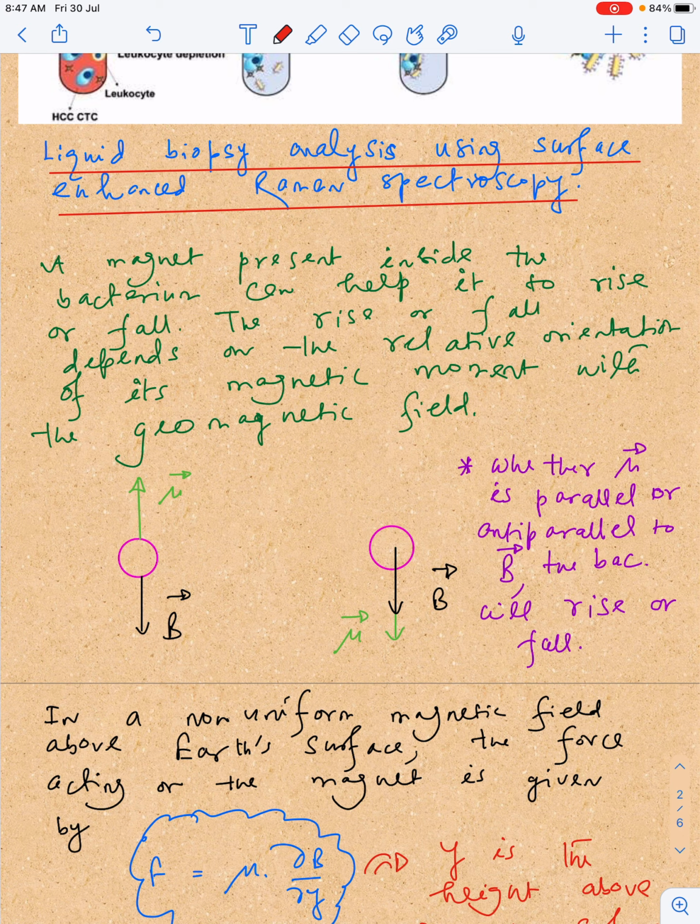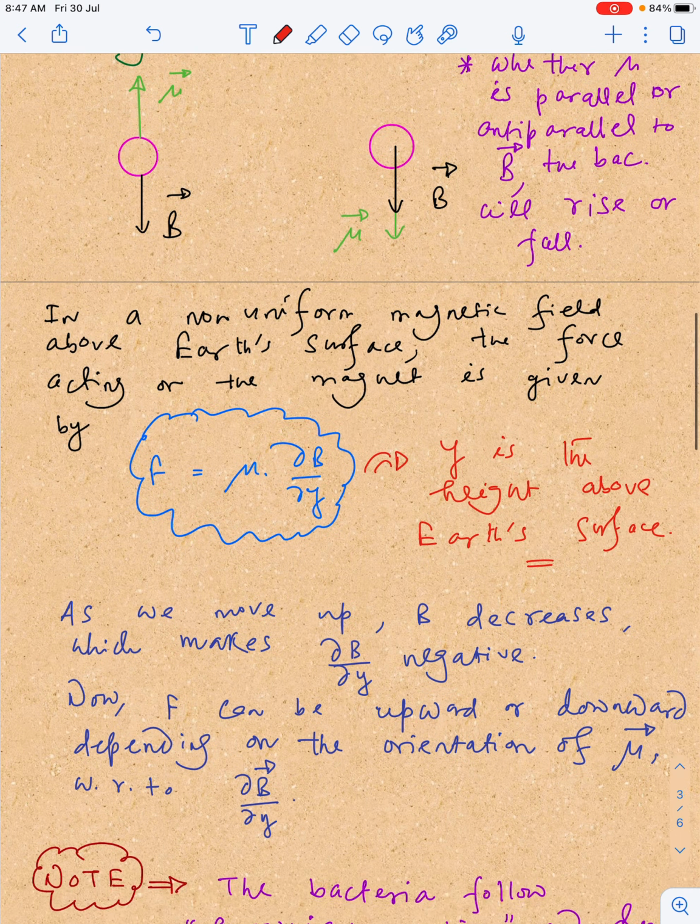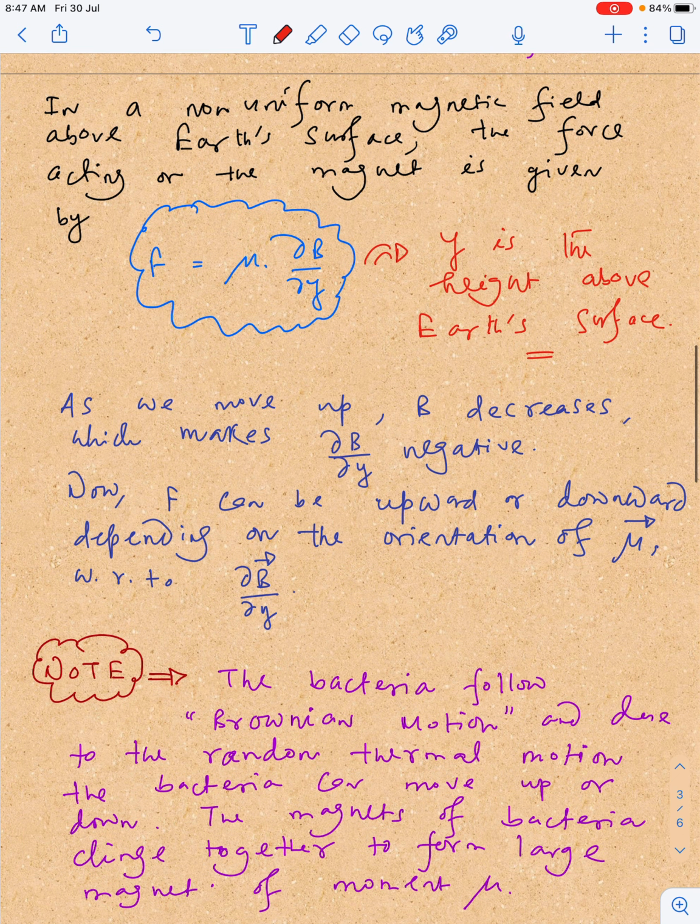Now the next question is, how can the relative orientation of the earth's geomagnetic field decide whether the bacteria will move up or down? Yes, it can decide, since the earth's magnetic field is not uniform. Whenever a magnet is kept in a non-uniform magnetic field, it experiences a force F. In vector form, F is equal to mu times del B by del Y, where y is the height taken from the earth's surface.